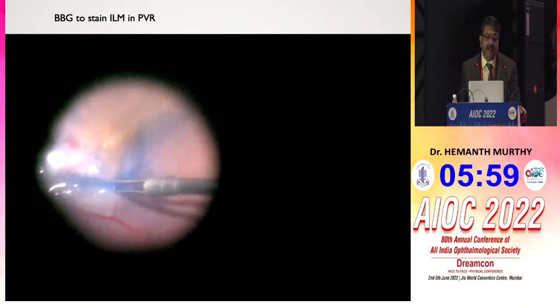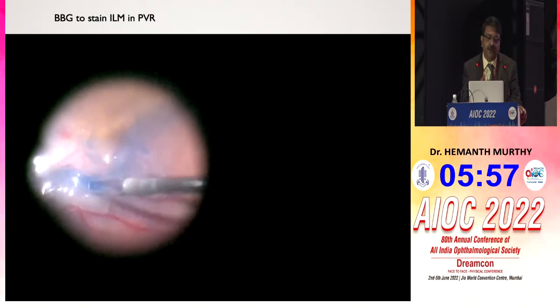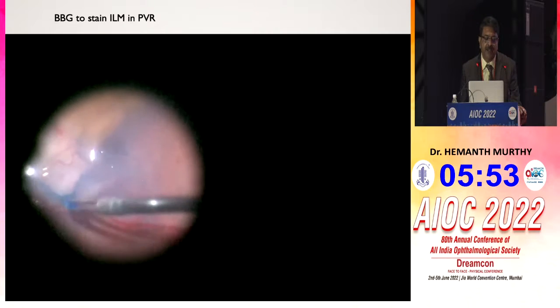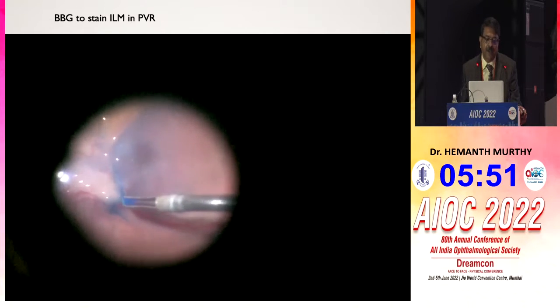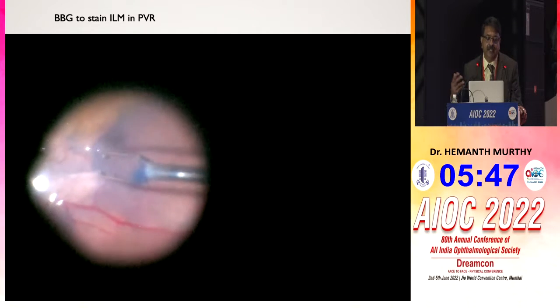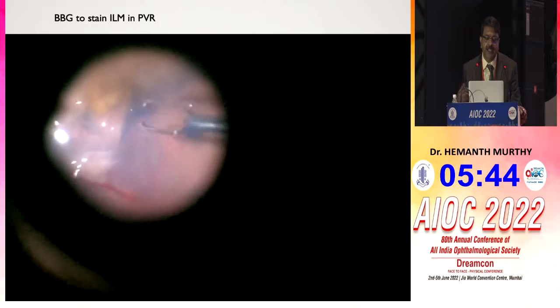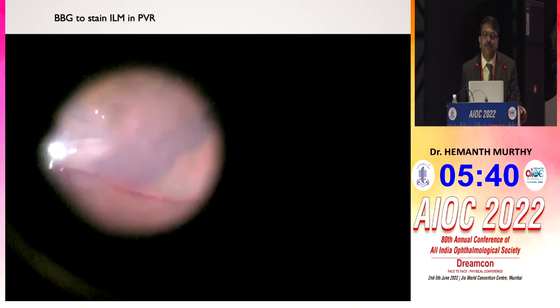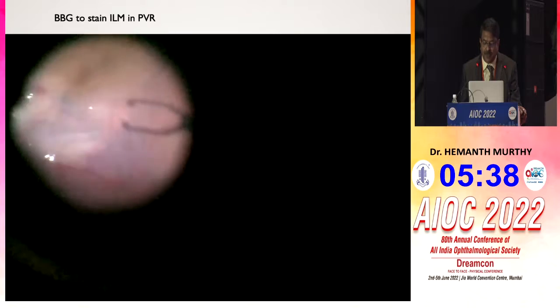I stain under the PFCL, so actually you can go under the PFCL bubble and inject brilliant blue. It stains the ILM very well. And then try to peel the ILM from the disc to the periphery rather than the other way around. It is a lot easier to remove the ILM in this. So ILM peeling is probably done in most of the patients who have got PVR.